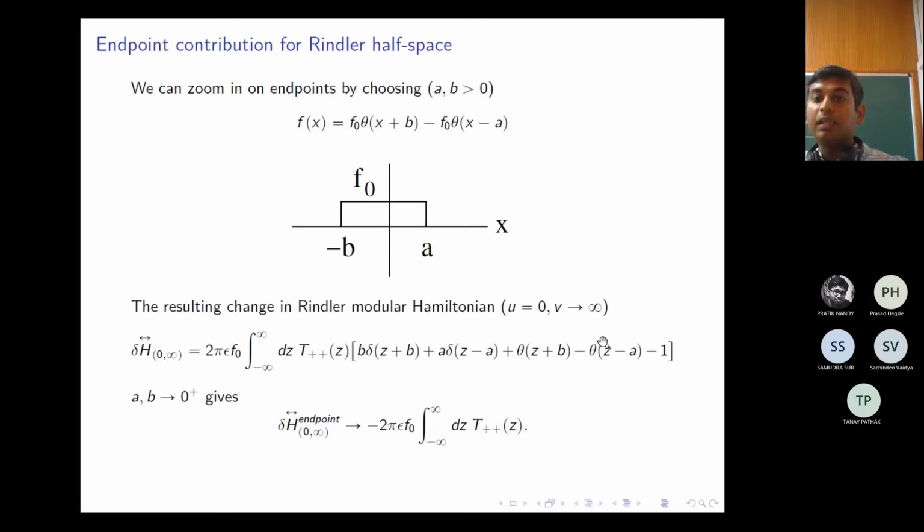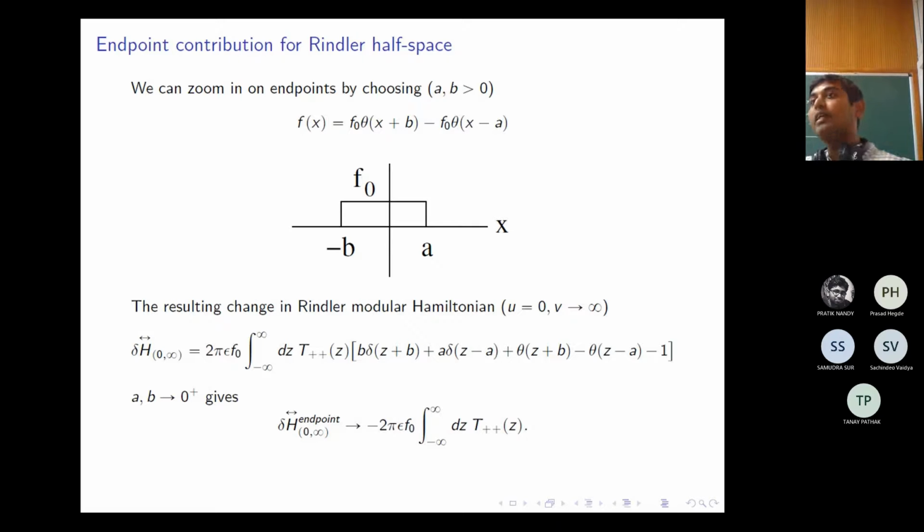It becomes that, and also have taken u equal to 0 and v to infinity. So now I'm really trying to extract out the endpoint effect for Rindler. I could have also done it for uv sub Betian, but just to make contact with the previous case, I'm taking u equal to 0 and v to infinity.